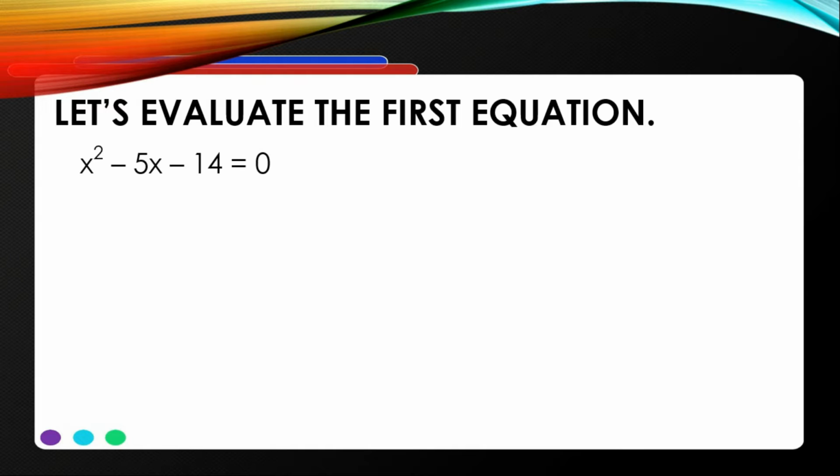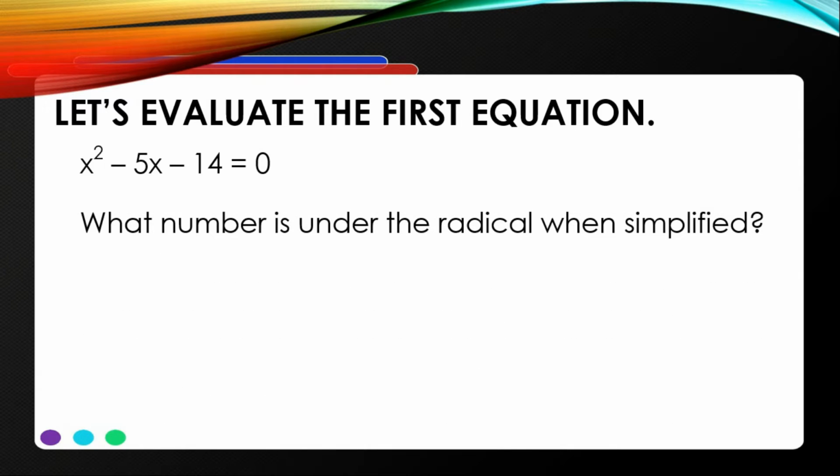Let's evaluate the first equation. Given x squared minus 5x minus 14 equals 0, what number is under the radical when simplified? Remember, in our quadratic formula, we have x is equal to negative b plus minus the square root of b squared minus 4ac all over 2a. The expression inside the radical symbol is b squared minus 4ac.